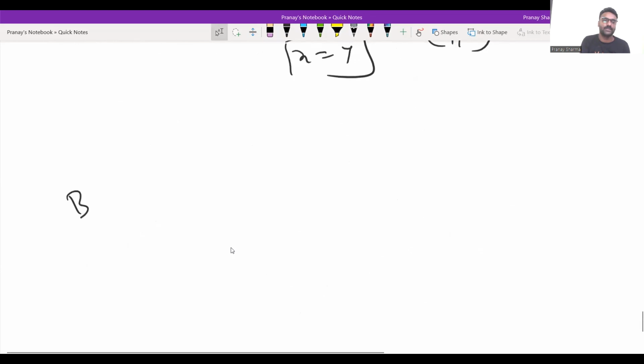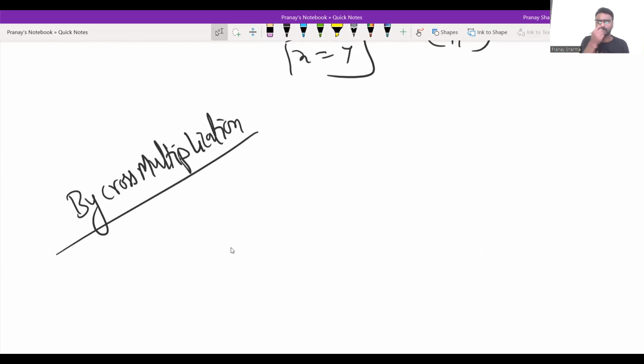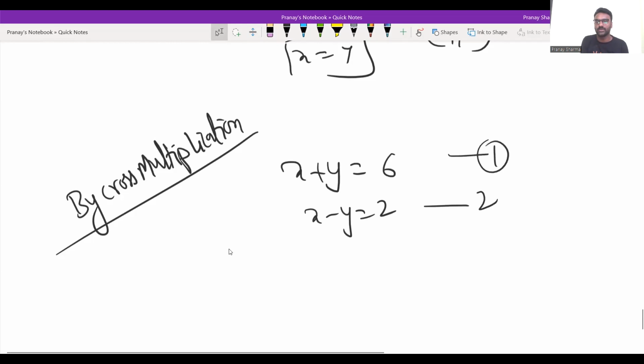The third method is the cross multiplication method, which is considered the toughest method. It is based on the concept of determinants as well, and Cramer's rule that you will be studying in higher grades, 12th, in matrices. So x plus y equals 6 and x minus y equals 2. That was the equations given to us.